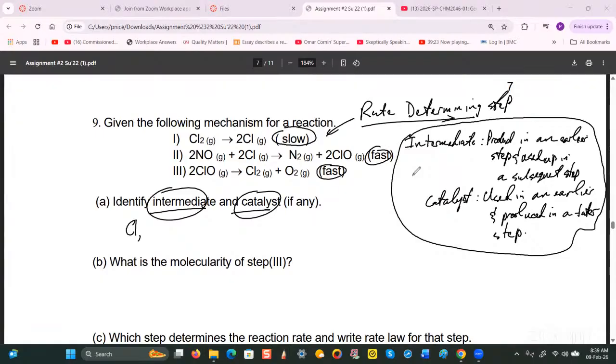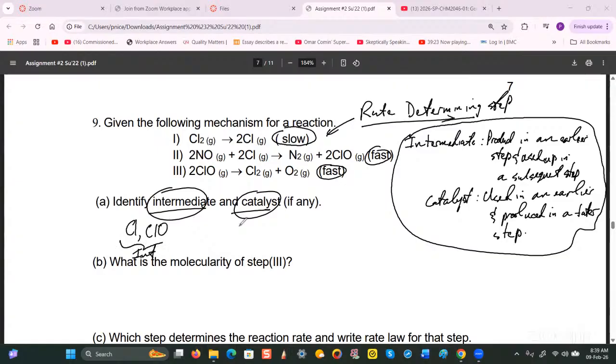Okay, I see two responses in the chat. Let me see here. ClO is correct. That was stated by Brianna. So ClO would be an intermediate, right? As well. So these are your intermediates, all right?